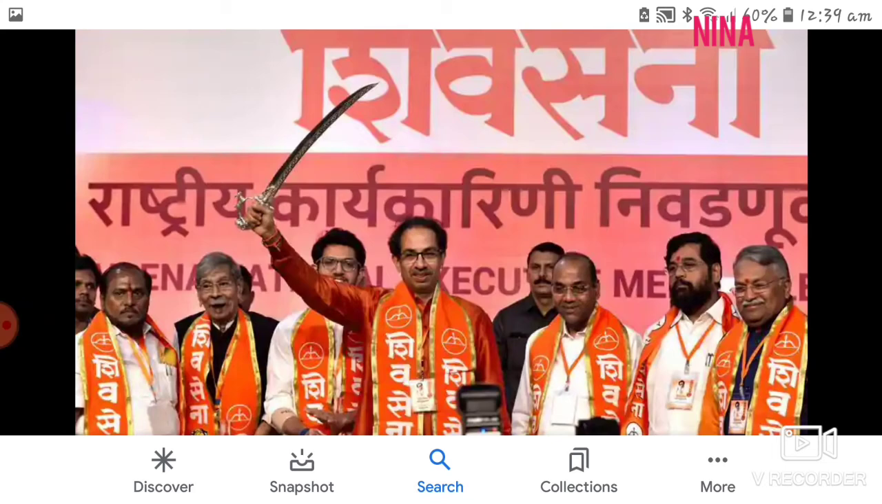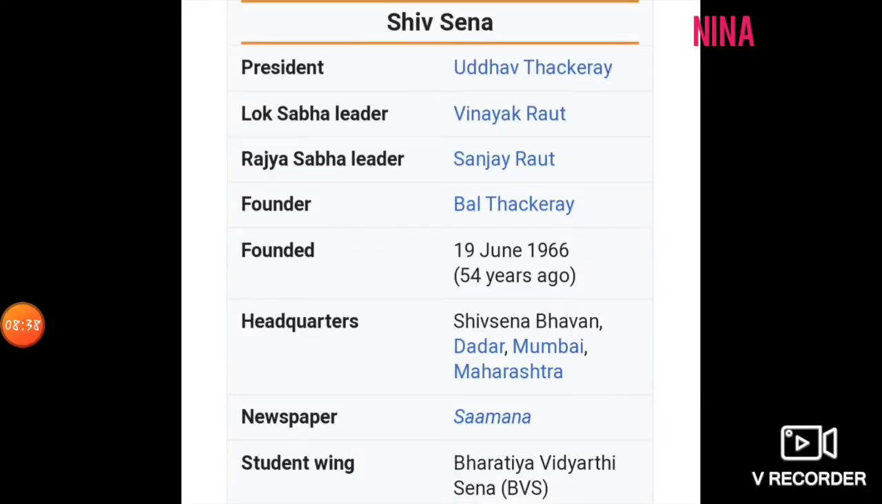Regional parties in India, of which the first one is Shiv Sena, founded in 1966 in Maharashtra. President is Uddhav Thackeray. Lok Sabha leader is Vinayak Raut. Rajya Sabha leader is Sanjay Raut. It was founded by Bal Thackeray on 19th June 1966, that is 54 years ago. Headquarters is Shiv Sena Bhavan, Dadar, Mumbai, Maharashtra, and their famous newspaper is Samana.